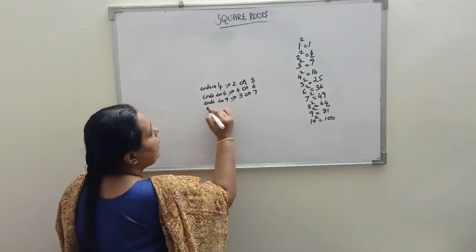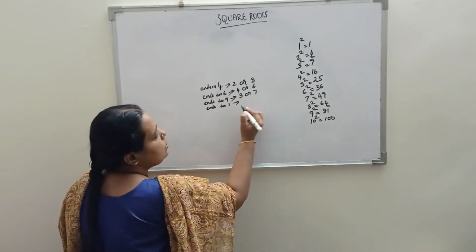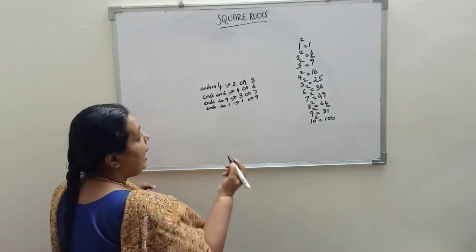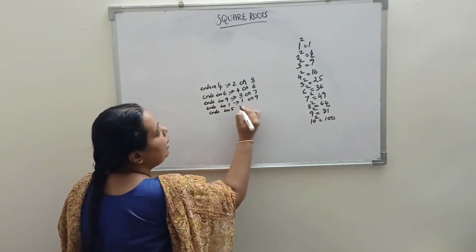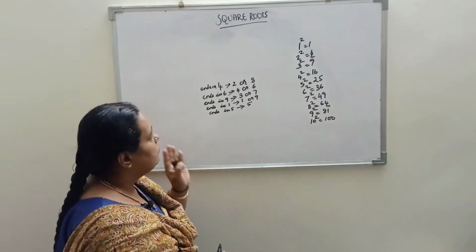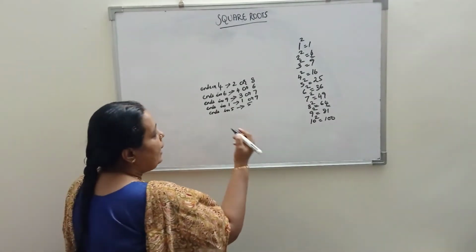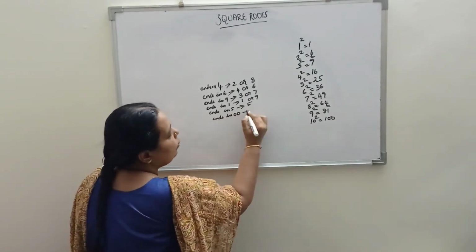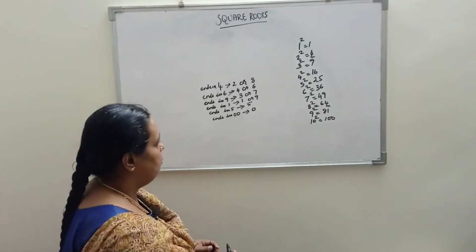And if a number ends in 1, the square root number will be 1 or 9. And if the number ends in 5, the square root number will be 5. So these are the last digit numbers for the perfect square. And if the number ends in 00, the perfect square number will end in 0.